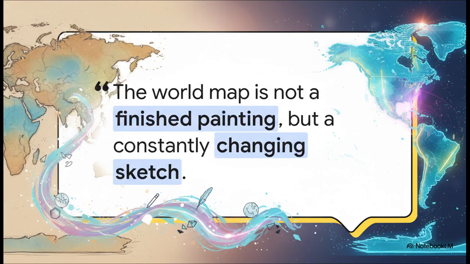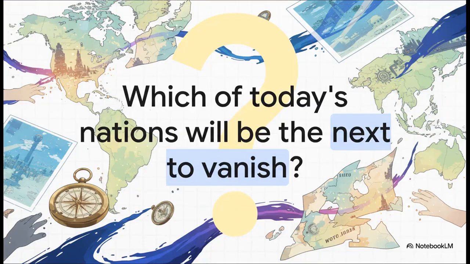There's this idea that I think just sums it all up perfectly. We have this tendency to look at a world map like it's a finished painting hanging in a museum, all fixed and final, but it's not like that at all. It's much more like a constantly changing sketch where new lines are being drawn and old ones are getting erased all the time. And that really leaves us with a pretty wild final thought, doesn't it? If the map is always changing, if it's never truly finished, it really makes you wonder, which of the countries we know so well today might end up on a future map of vanished sovereignties?